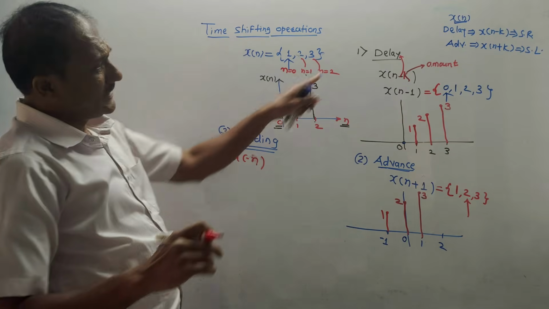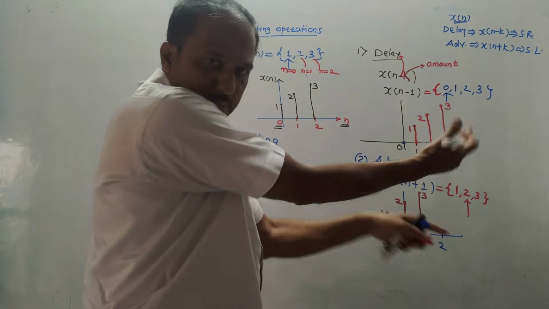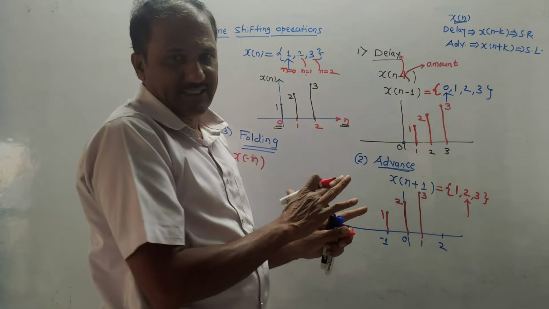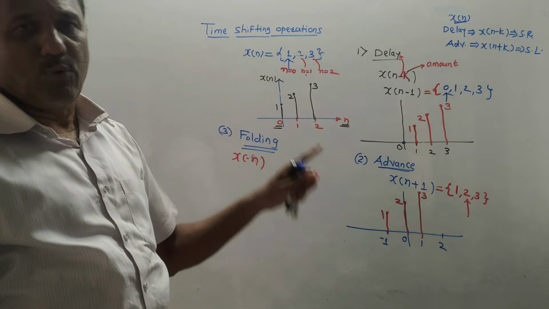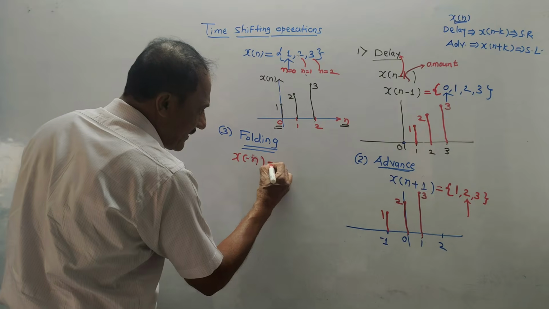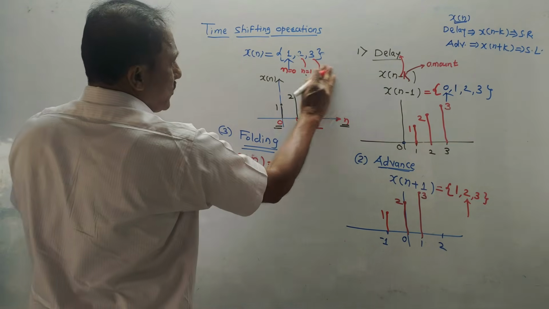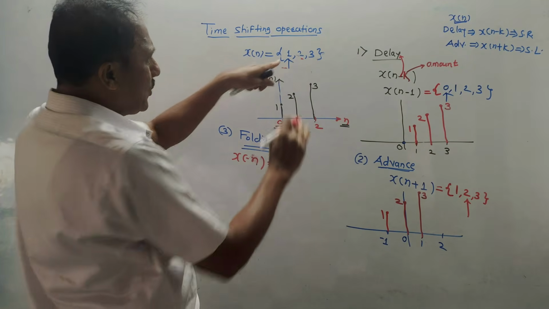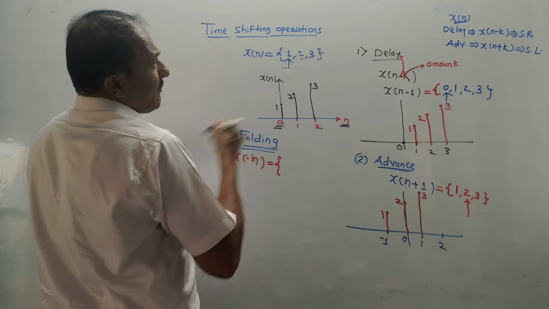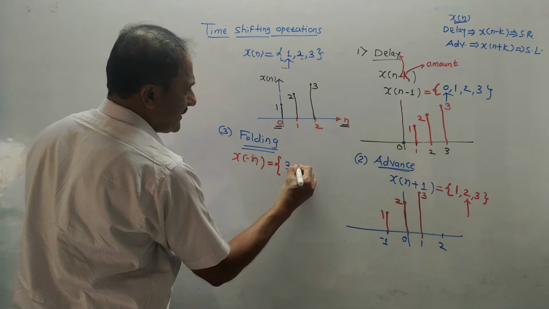In the earlier cases, what I said was, in case of delay, shift the diagram towards right. In case of advance, shift the diagram towards left. First draw the diagram and then from the diagram write the sequence. Only in case of the folding operation, just to avoid confusion, first write the sequence in reverse order. This was the original sequence: 1, 2, 3, with the arrow at value 1. Now write the sequence in reverse order. Reverse order means it is 3, 2, 1.